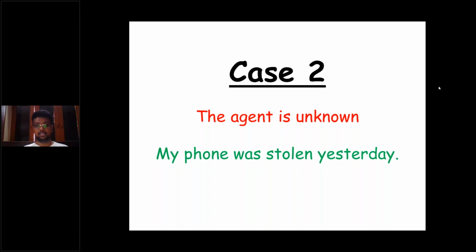The concepts are clear to you. That's very nice. Now, what is the active form of this sentence? Can you write the active form of this sentence in your chat windows? My phone was stolen yesterday. Can you try to write the active form? Please write the active form of this sentence.